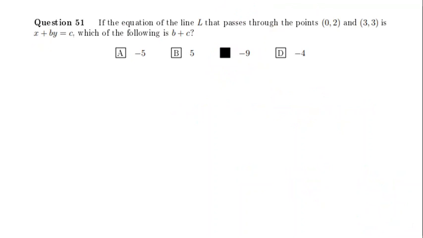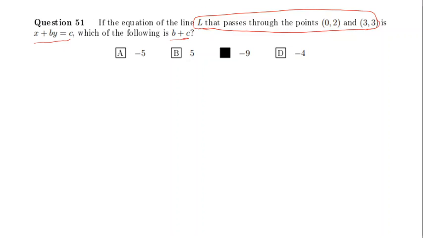If the equation of the line L that passes through the points (0, 2) and (3, 3). So we have a line here. This line is passing through 2 points. Is x plus by equal to c? Which of the following is b plus c?